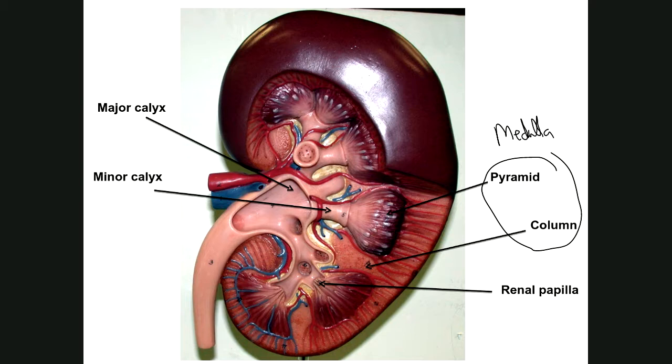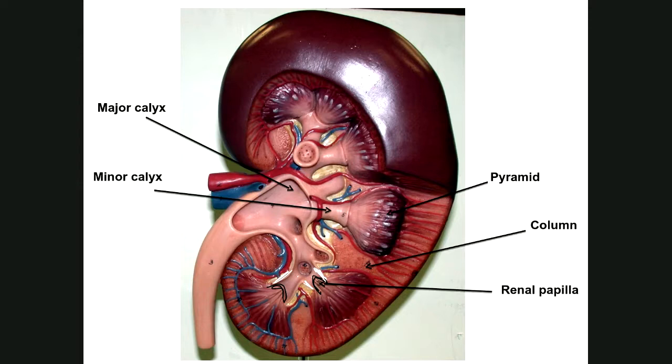And then, remember, we have these papillae. Those are the tops of the pyramids. And then surrounding the papilla is a minor calyx. So if we look at this picture right here, there's the papilla, and here is the minor calyx right here. So there's the papilla right there, and here is the minor calyx, right here.